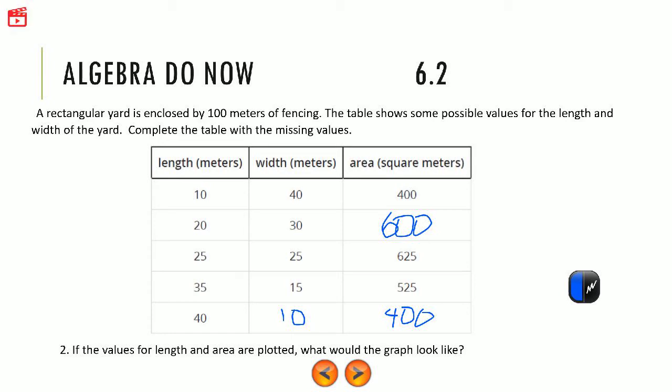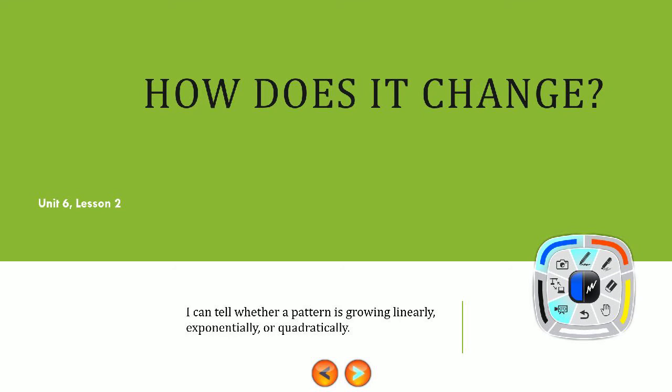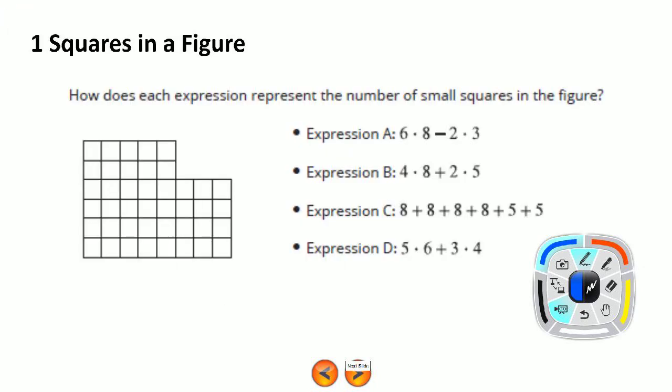If we were to plot these points, what would the graph look like? Quadratic, of course, because that's what we're talking about. So again, we're going to look and see whether a pattern is growing linearly, exponentially, or quadratically. So on page 14 of your book, take a minute, pause the video, see if you can figure out how each expression represents the number of small squares in the figure. Once you have your answers, come on back.